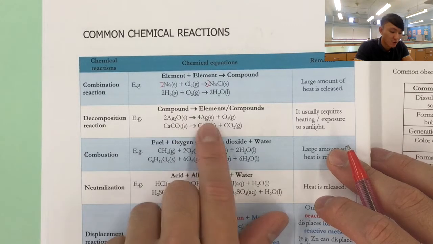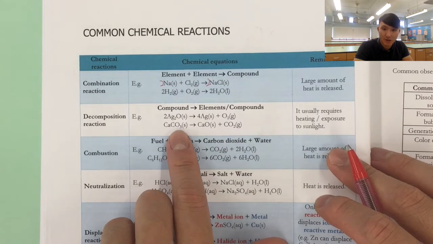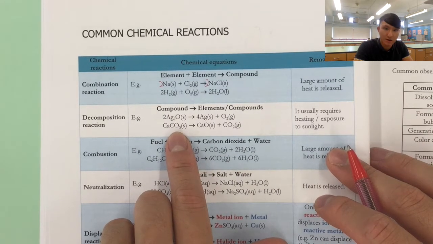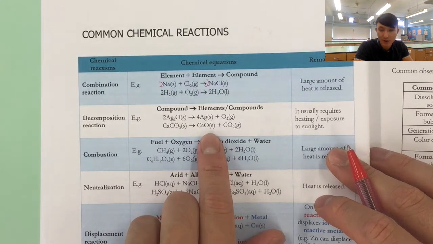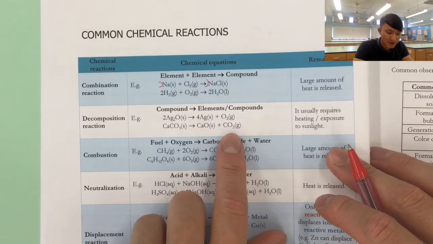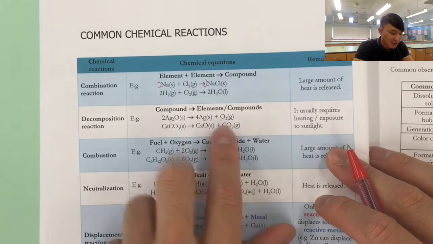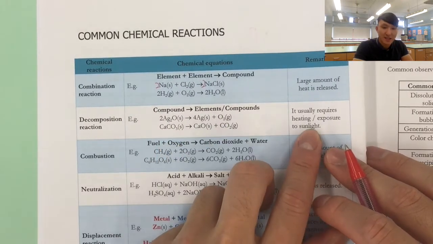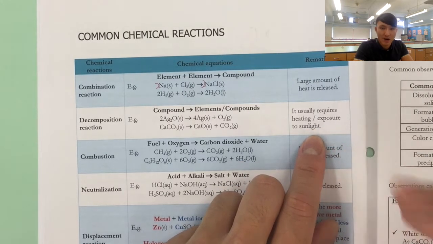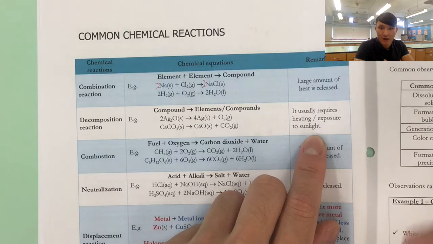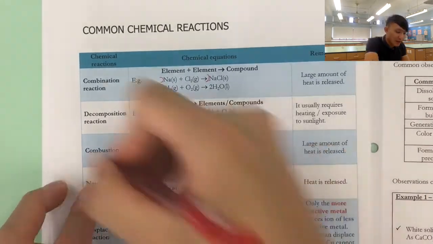Okay, so they form two elements, silver and oxygen. The second one is the thermal decomposition of calcium carbonate, also known as limestone. This time it forms calcium oxide, which is a compound, plus carbon dioxide, which is also a compound. So these reactions often require heating or exposure to sunlight. It requires input of extra energy.